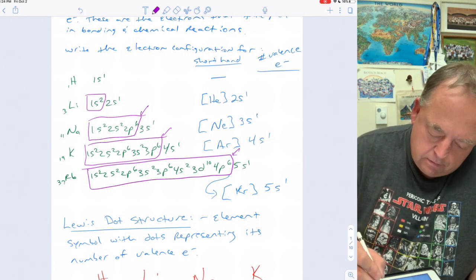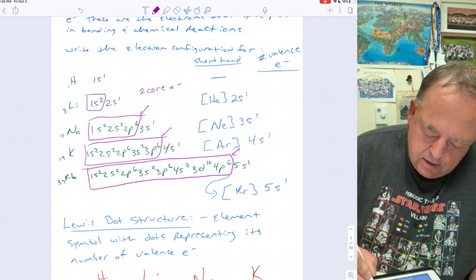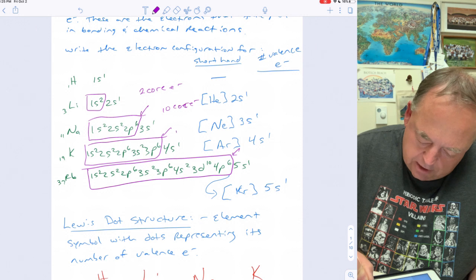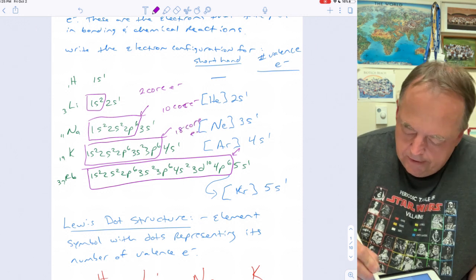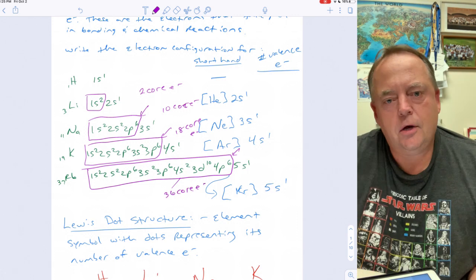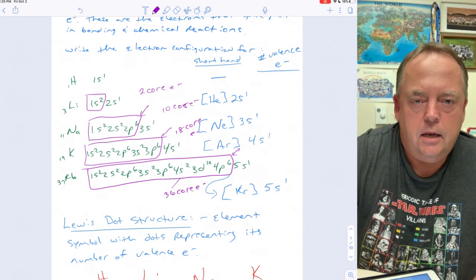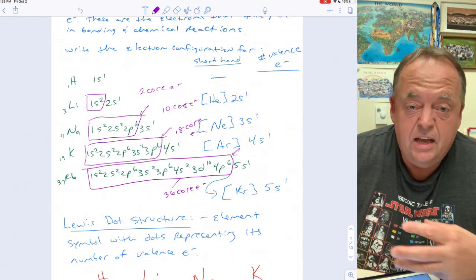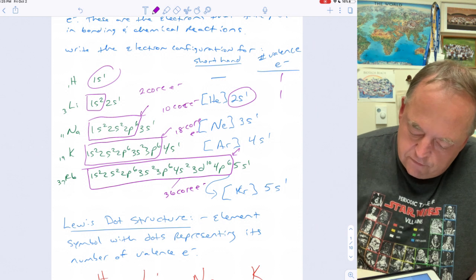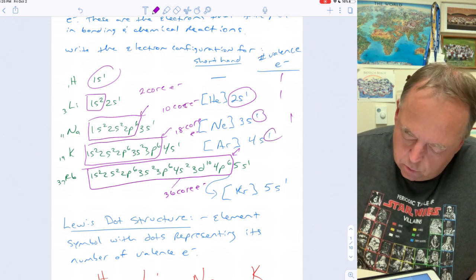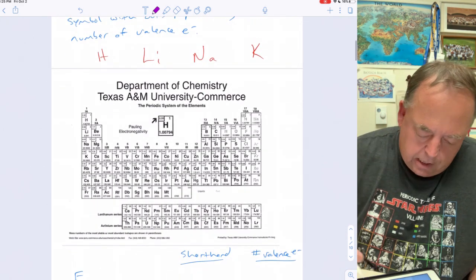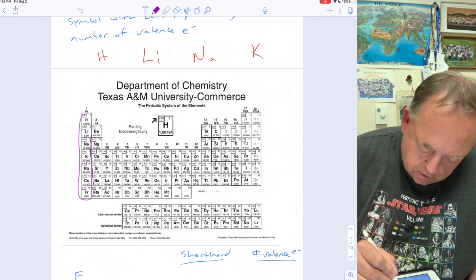So lithium has 2 core electrons. Sodium would have 10 core electrons. Potassium would have 18 core electrons. And then rubidium would have 36 core electrons. The electrons beyond the core would be the valence electrons. So 1 valence electron for hydrogen, 1 for lithium, 1 for sodium, 1 for potassium, 1 for rubidium. And we talked about this in the last lecture: what do they all have in common? They are all in group 1.